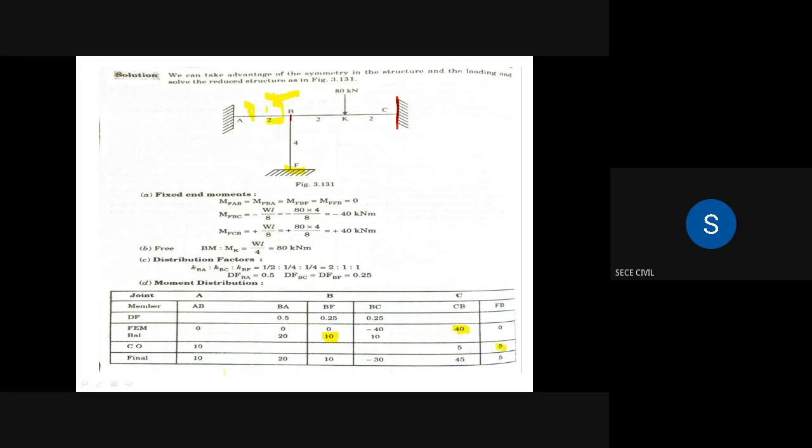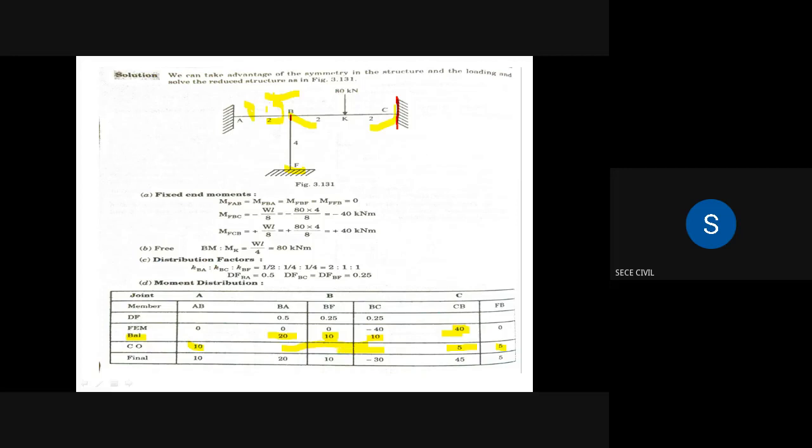Then carryover after balancing. At BA we added a moment of 20, so half of the moment goes to AB: 20 divided by 2 is 10. Then BF goes to FB. BC is 10, and it goes to CB as 5. After carryover, we don't have any moments at joint B.